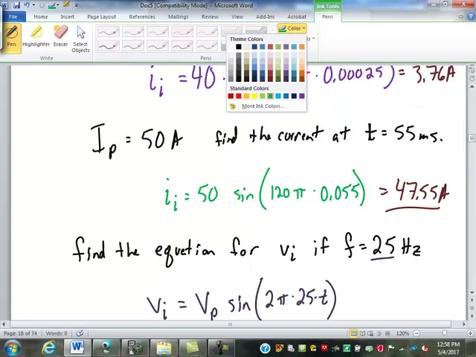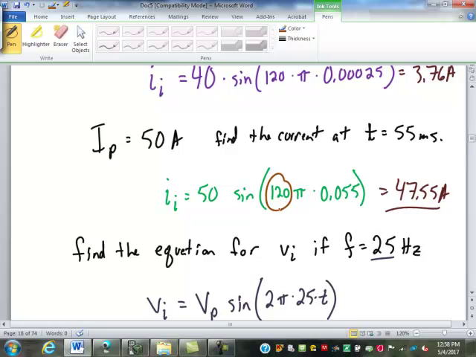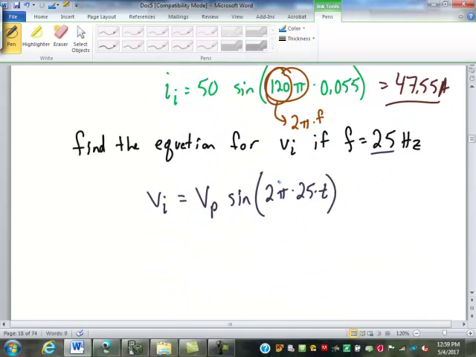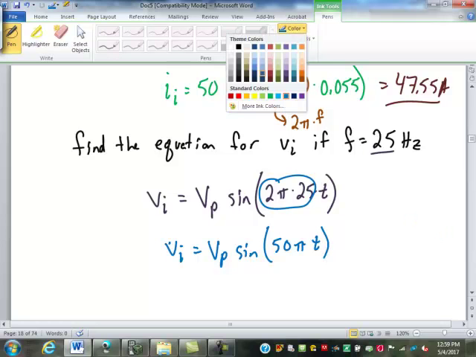Remember, this 120 that we were using here, 120 pi I should say, is really 2 times pi times the frequency. And the frequency was usually 60 hertz. So now since we changed our frequency to 25 hertz, we're going to have to adjust it. So this is going to become, instantaneous voltage is V peak times the sine. Well, 2 times 25 will be 50 pi times T. So we just have to adjust the formula for that change in frequency.